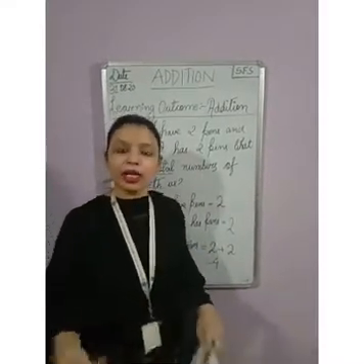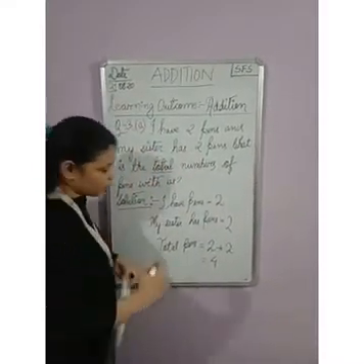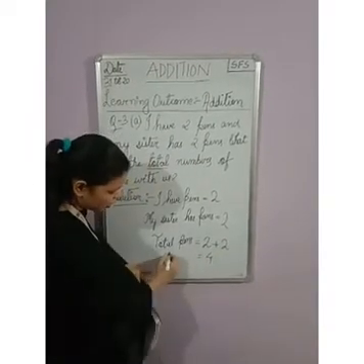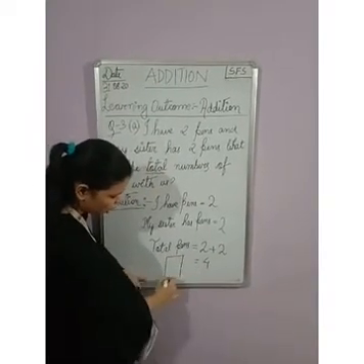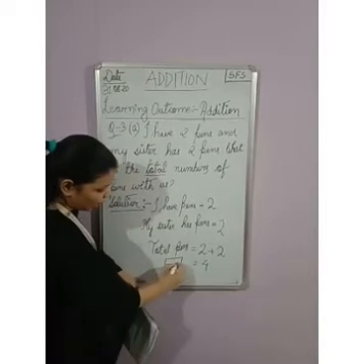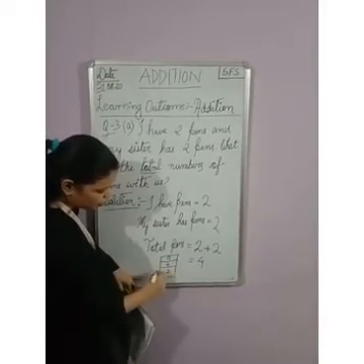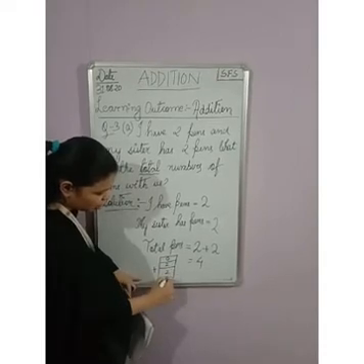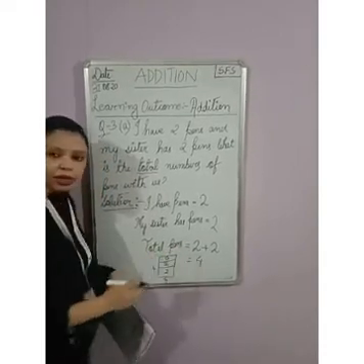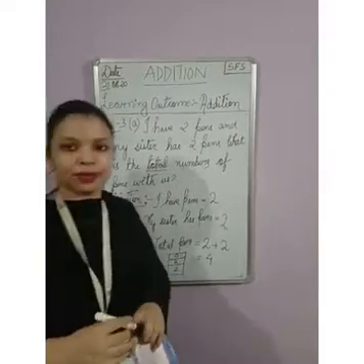Now how will I show them? I will show them using a place value chart. So this is the place value chart. Since it is a 1-digit number, I will put 1s here and the number I will put 2 plus 2. This is the plus sign. So 2 plus 2, 4. So in this way I got the answer 4.